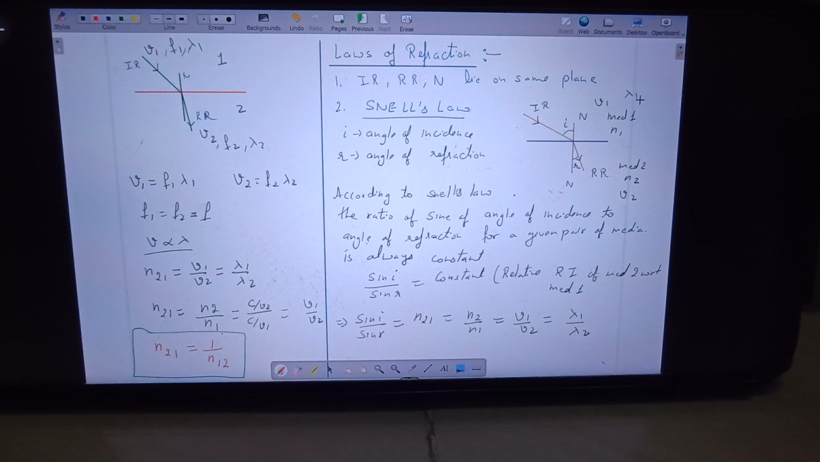Lambda 1 and lambda 2 are the wavelengths of light in the two media. This is Snell's law. These are the two laws of refraction.